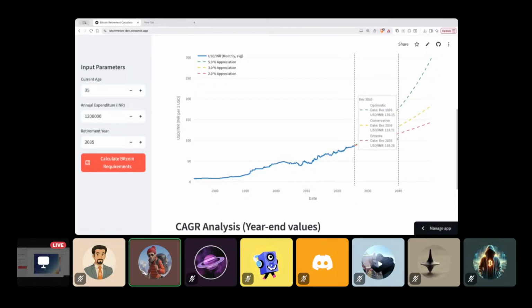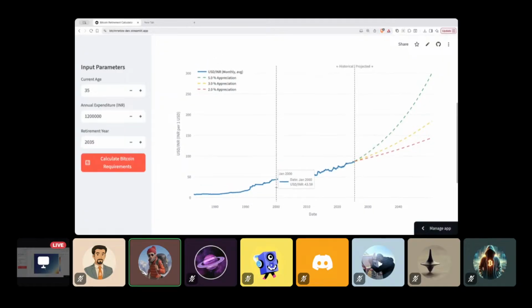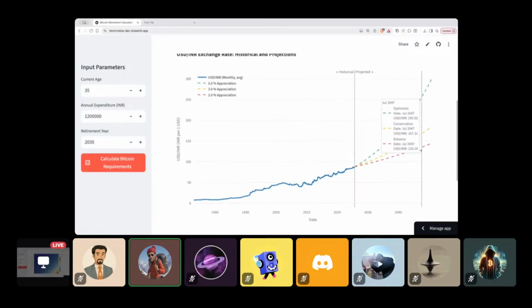INR per USD. If somehow the current account deficit, balance of payments, trade, and all other things improve, we are likely looking at this yellow line. This red line is very unlikely. This can happen only if we grow or leapfrog like China or something. Very unlikely. So we are likely to follow this yellow or green path or somewhere in between, and it's not going to be a straight line, as you can see here.